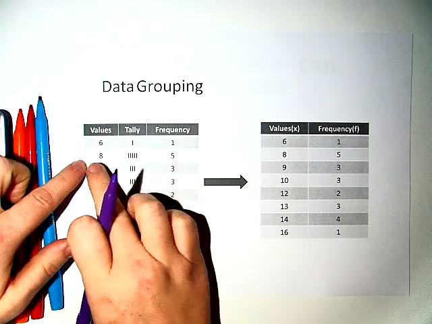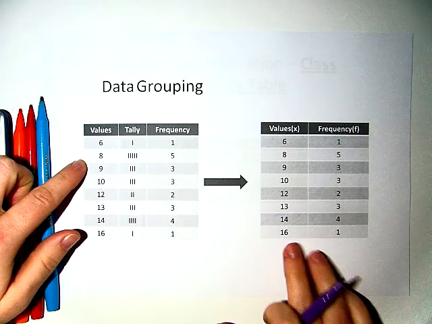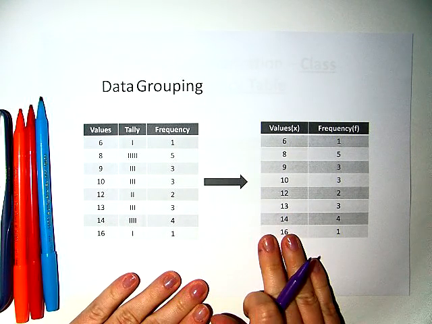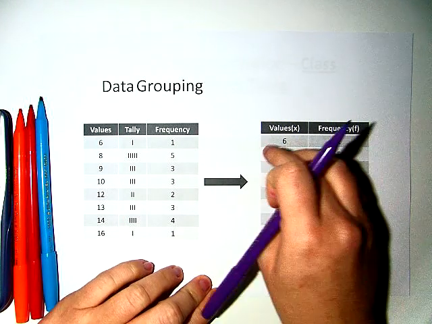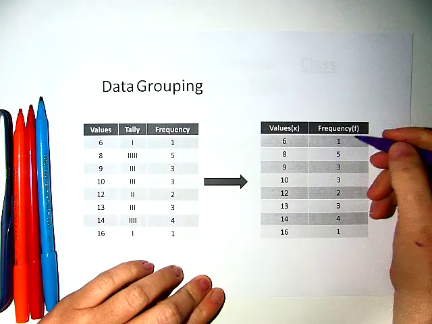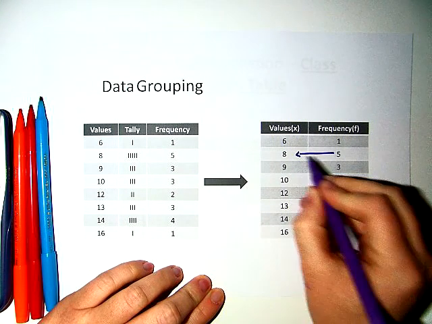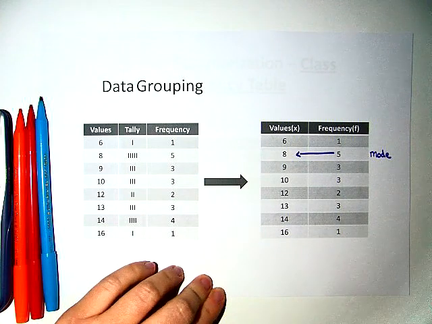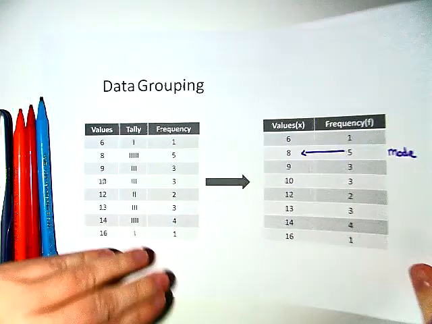6 occurred once, 8 occurred 5 times, and so on and so forth. So your values are down one side. These are your data. This is the set of data. The frequency is how often it occurs. So for example, the value with the highest frequency is always your mode. So this is something to be aware of when you're doing grouping of data.